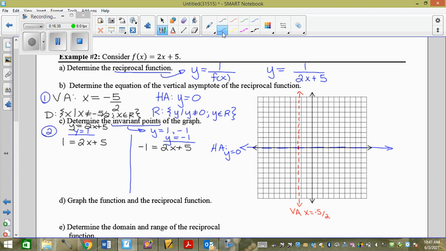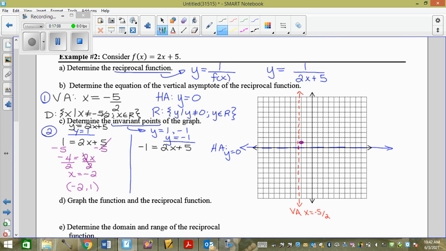So for this one, I'm going to subtract 5. I get negative 4 equals 2x. I'm going to divide by 2. I'm going to get x equals negative 2. And then my coordinate is going to be at negative 2 and 1. So I can go over here, go to negative 2 and 1, and plot a dot. Because I found it. It's invariant. It's not going to change.